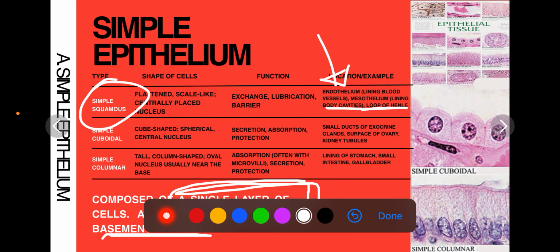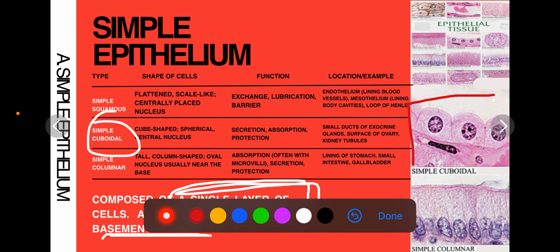Another type of squamous is the mesothelium lining. So here we are speaking about your internal cavities. Well, so let's go to the simple cuboidal, and from the name, this is the picture for simple cuboidal, as you see here. And it's cuboidal, right? It's cube shaped, spherical.